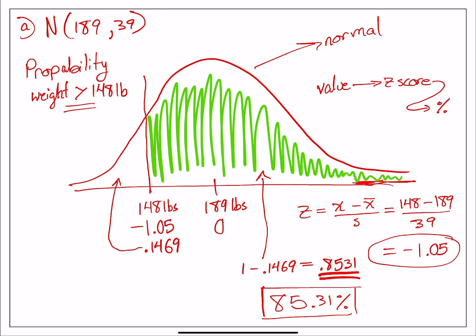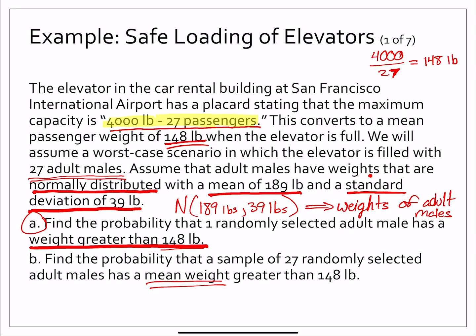Now, the second question, what did the second question ask us? Find the probability that a sample of 27, keyword 27, randomly selected adult males has a mean weight greater than 148 pounds. Now, guess what? We're going to do this almost exactly the same way. So we're going to start off, what are we working with? We're working with a normal distribution, and our mean is 189. Our standard deviation is 39.